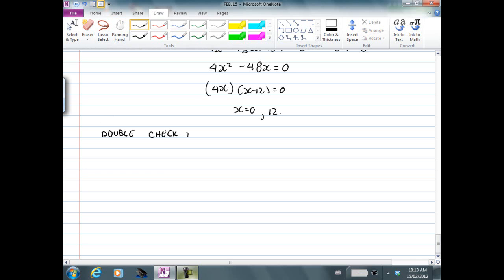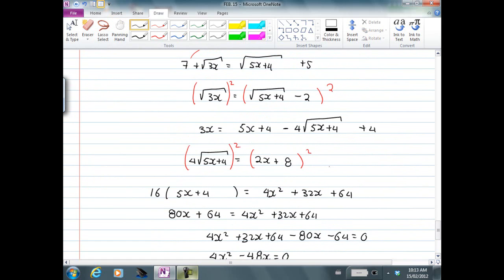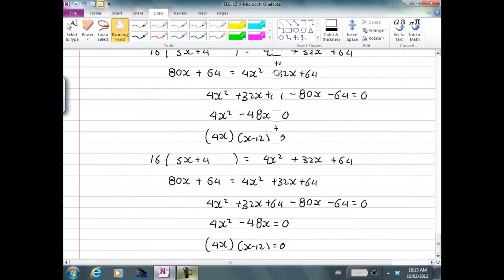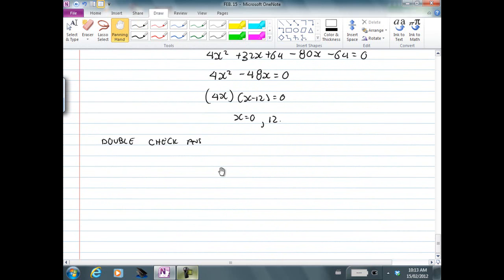Answers. Okay. To double check your answers, sub in x equals to 0 into here, and x equals to 12. If you double check your answers, you will see that both of them will work. Where do you get the 0? You get up to here, right? I set each bracket equal to 0, x minus 12 equals to 0. Then I go 4x equals to 0. Both answers will work if you double check.